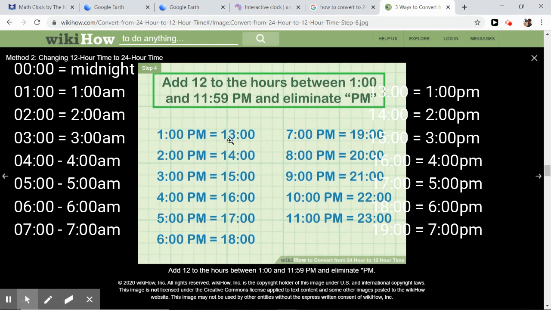So 1 add 12 is 13. 2 add 12 is 14. Let's look at 7. 7 add 12 is 19. So 7 p.m., we'd write 19, 0, 0. 8 p.m., 8 add 12 is 20. So 8 p.m. is the same as 20, 0, 0.